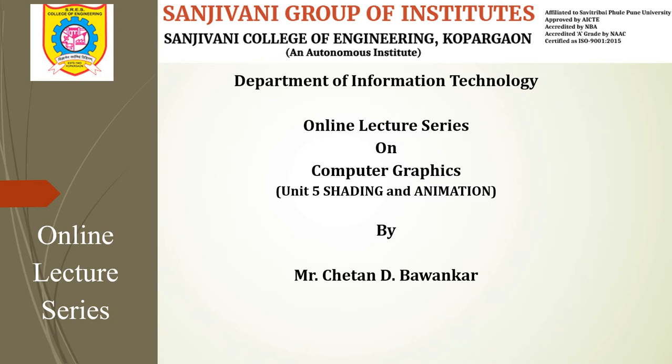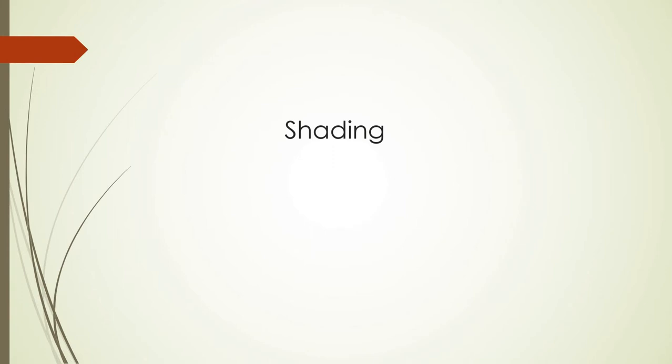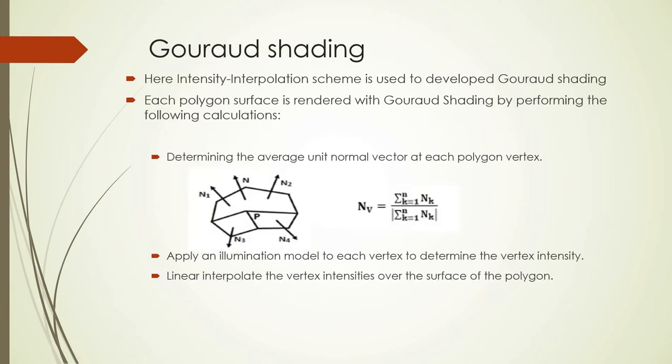So first in shading algorithms we are having the Gouraud shading. Here the concept of Gouraud shading is to fill the polygon with a different calculation. The intensity of each and every pixel is calculated with the concept of intensity interpolation. The intensity interpolation scheme is used over here. Now what is this intensity interpolation scheme? We will see in detail.